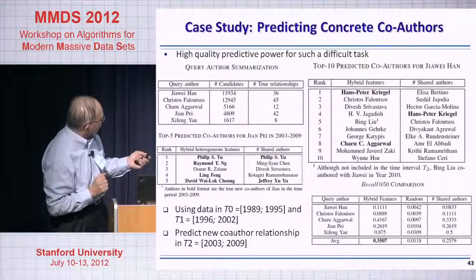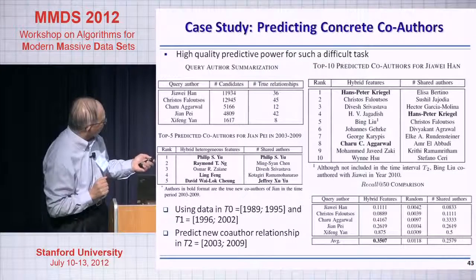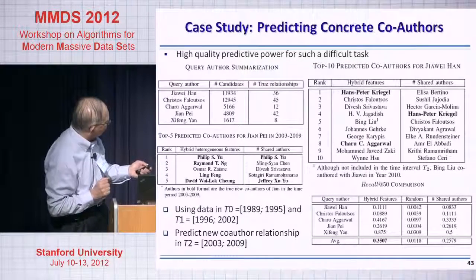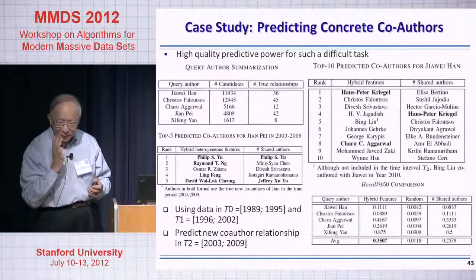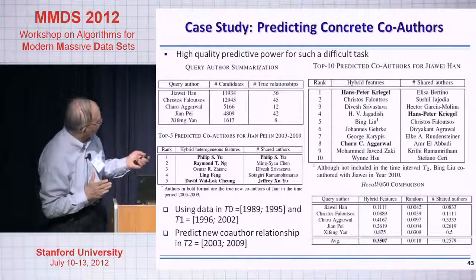And we took the year 2000 and used these as a training set. We predicted 2003 to 2009. Why is Jiawei particularly interesting? Because he graduated in 2002 from me.